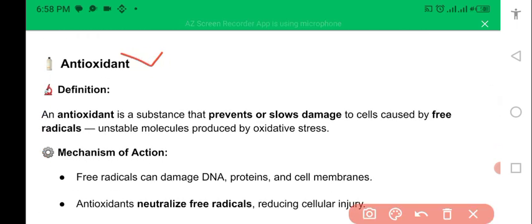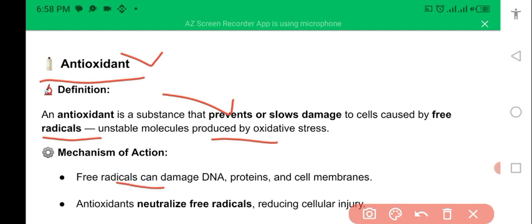Okay, so this is another point: antioxidants. Many questions are repeated about the most potent antioxidant, like glutathione. Antioxidants are substances that prevent or slow damage to the cells by free radicals, unstable molecules produced by oxidative stress.